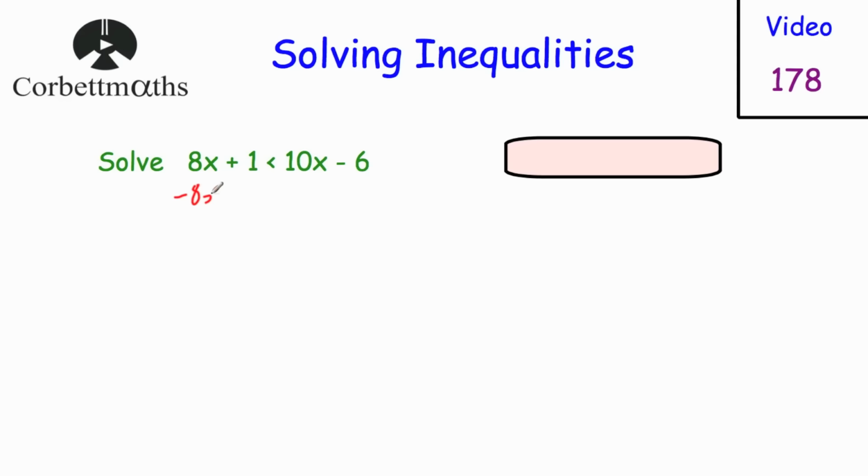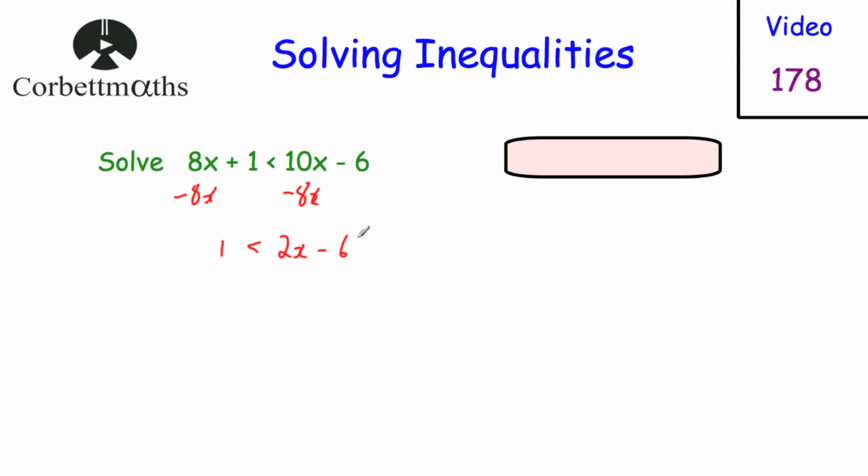So let's take away 8x from both sides of this inequality. When we do that, we had 8x plus 1, we took away the 8x, so we're just going to be left with plus 1 or 1. And that's smaller than, well, we have 10x take away 6, and we're taking away 8x, so that's going to leave us with 2x. So we've got 2x take away 6.